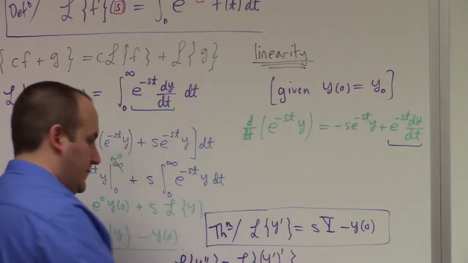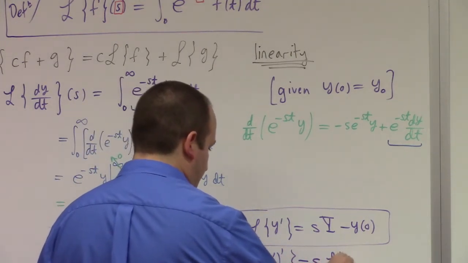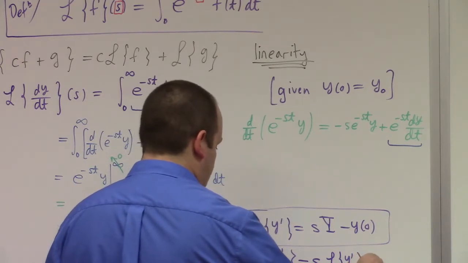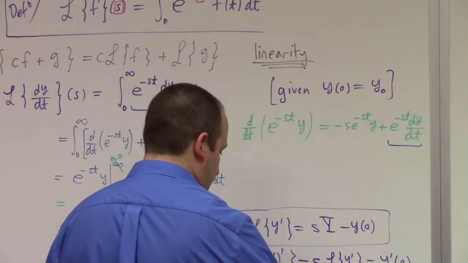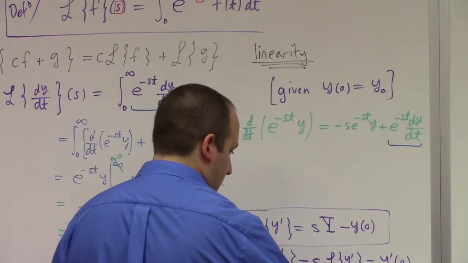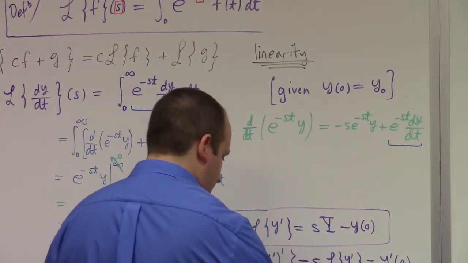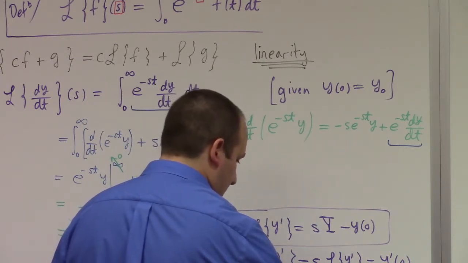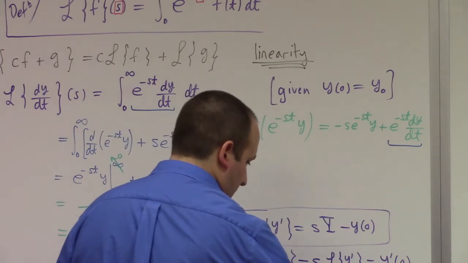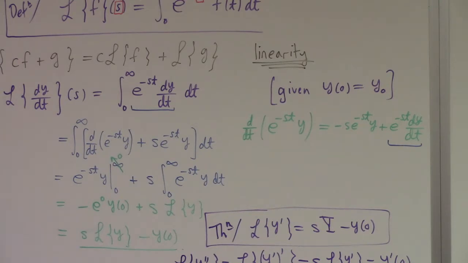Right? So that's going to be s times the Laplace transform of y prime of 0, right? And that's s times s Laplace transform of y minus y of 0, minus y prime of 0. So you get s squared times the Laplace transform of y minus s times y of 0 minus y prime of 0. So there's the Laplace transform of y prime prime.